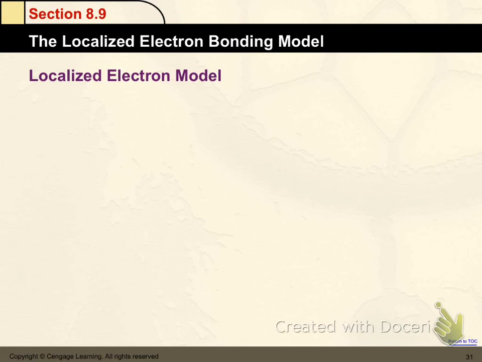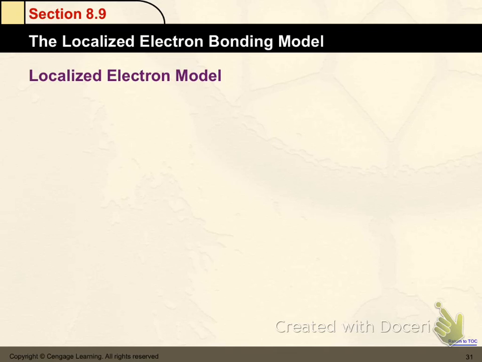All right, today we are going to look at sections 8.9, 8.10, and 8.11, which are going to give us a nice introduction as to how to draw structures for molecules so that we know what the molecules look like. If we know what they look like, we can tell a lot about their properties.